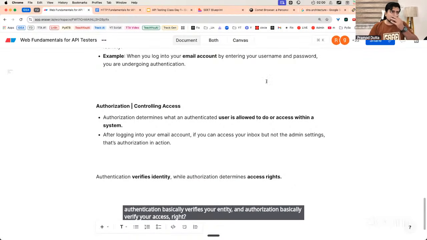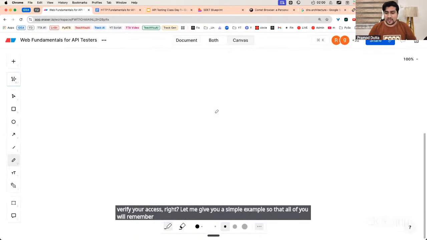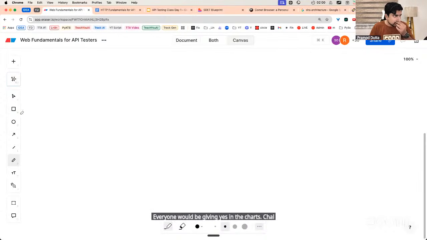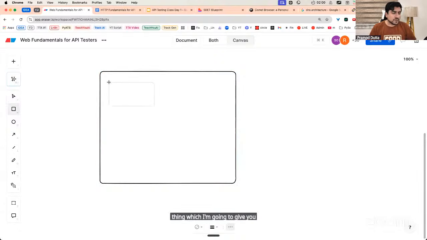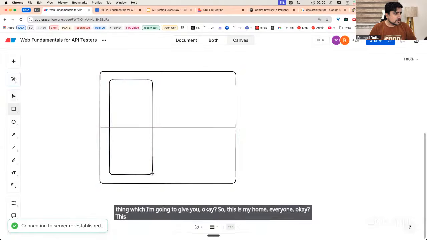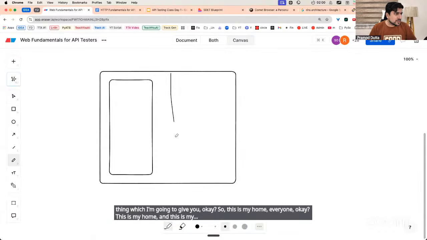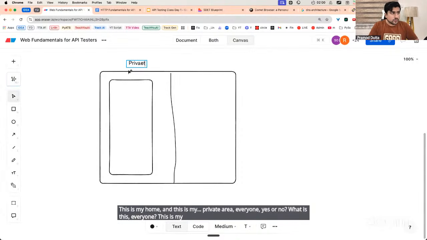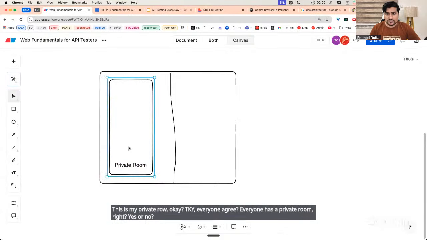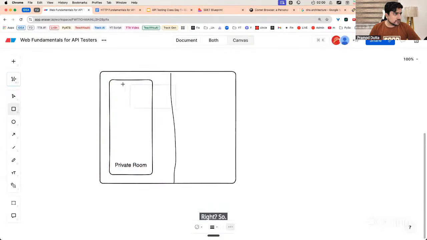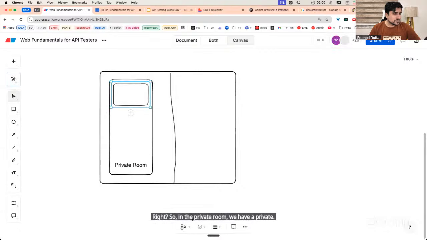Let me give you a simple example so that all of you will remember it for your whole life. Everyone with me, give me yes in the chat. So this is my home, and this is my private area, my private room. Everyone has a private room, right? In the private room, we have a private toilet also.